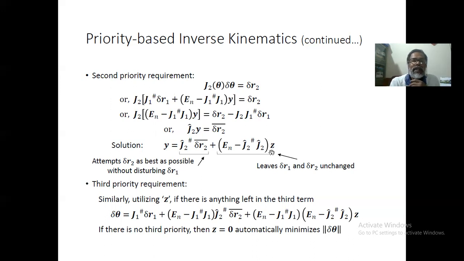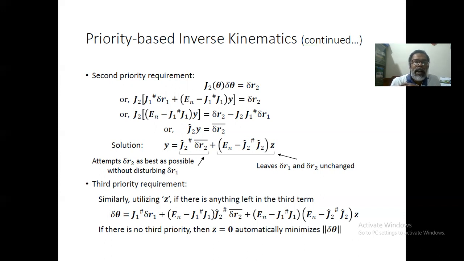Now this will mean that this part will attempt delta R2 as best as possible without disturbing delta R1, and this may not be as good as the satisfaction of delta R1, because when we attempted to satisfy delta R1, all the degrees of freedom were in our hand. Now some of them have already been taken by the top priority task, delta R1. So this one may or may not be satisfied to the dot. Whatever it is, we accept, because for this we cannot disturb the solution of delta R1, which is higher priority.